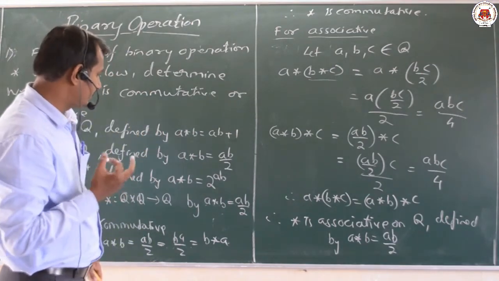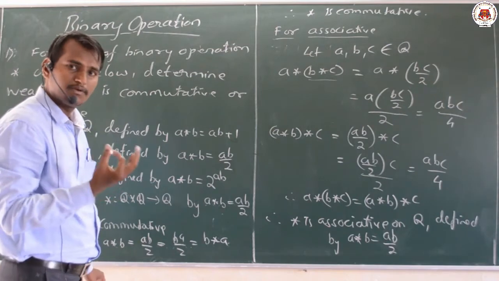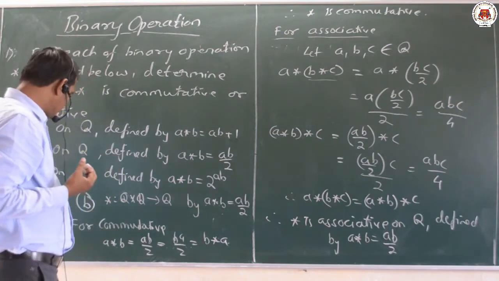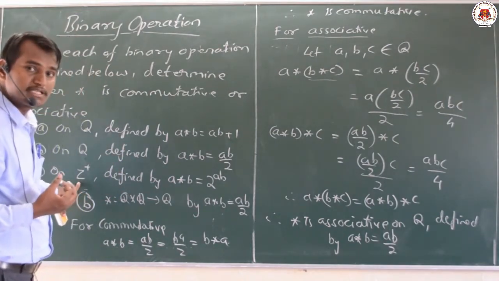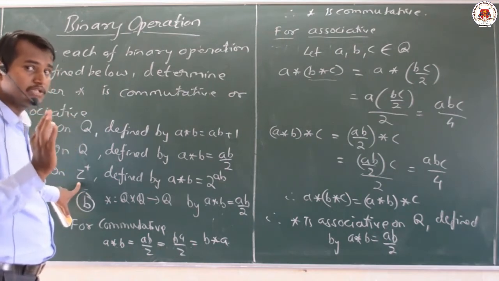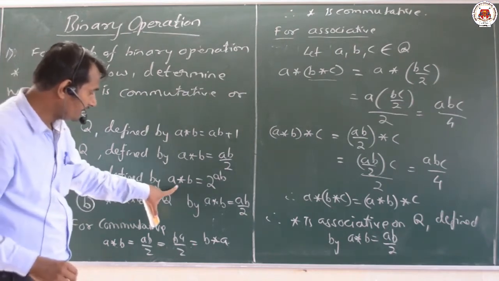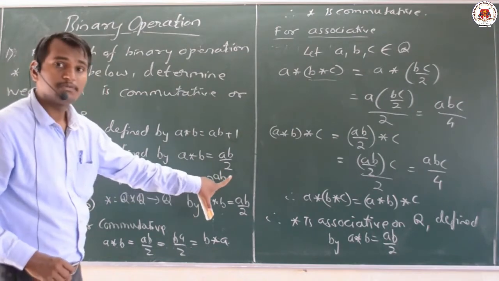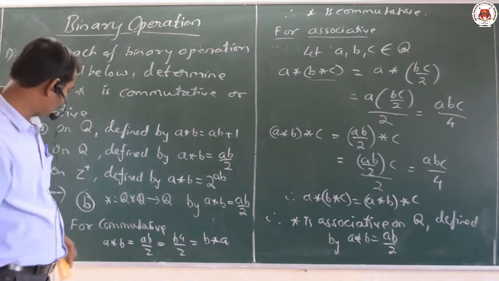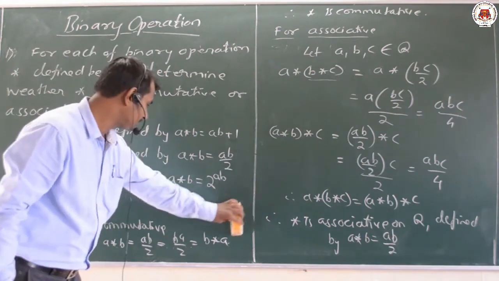Okay dear friends, it is a very simple problem. Now let us move on with the third one. What is the third one? On Z plus. Z plus means what we have? Set of all positive integers. That is very important. Positive integers defined by A star B equal to 2 to the power of AB. That we shall discuss now.